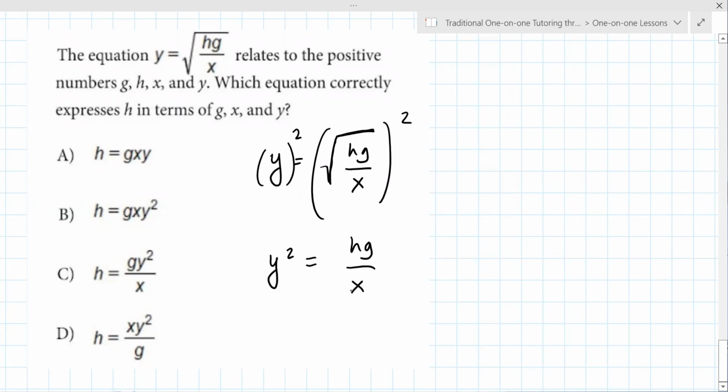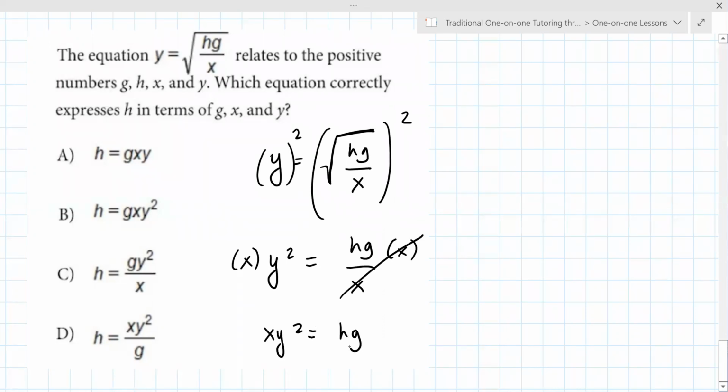Now the next thing I would do, I like to get things out of the fraction, just like we did in the previous problem. So don't you try to cancel the x out? You would multiply both sides by x, and then it cancels. Yes. Okay, so then you have xy squared with h. Yes. Now we're almost there.